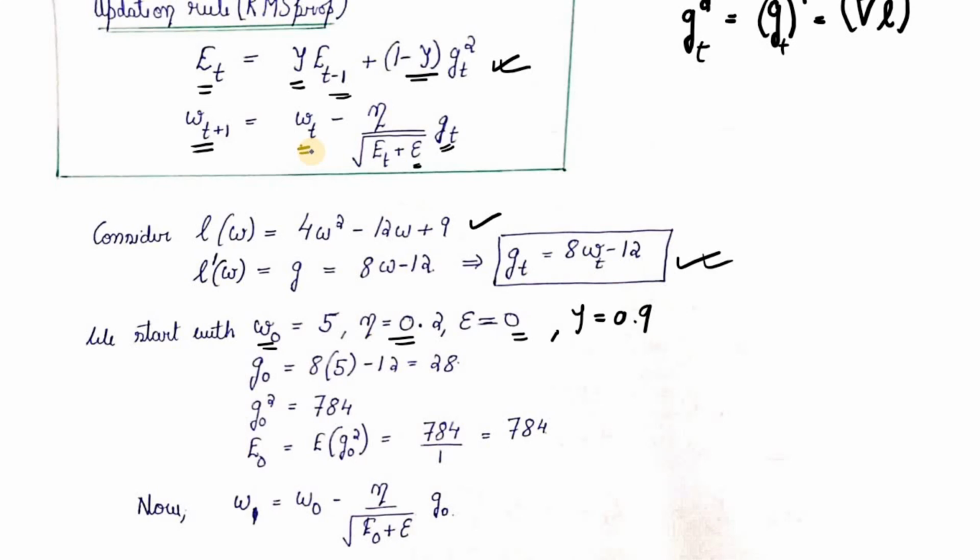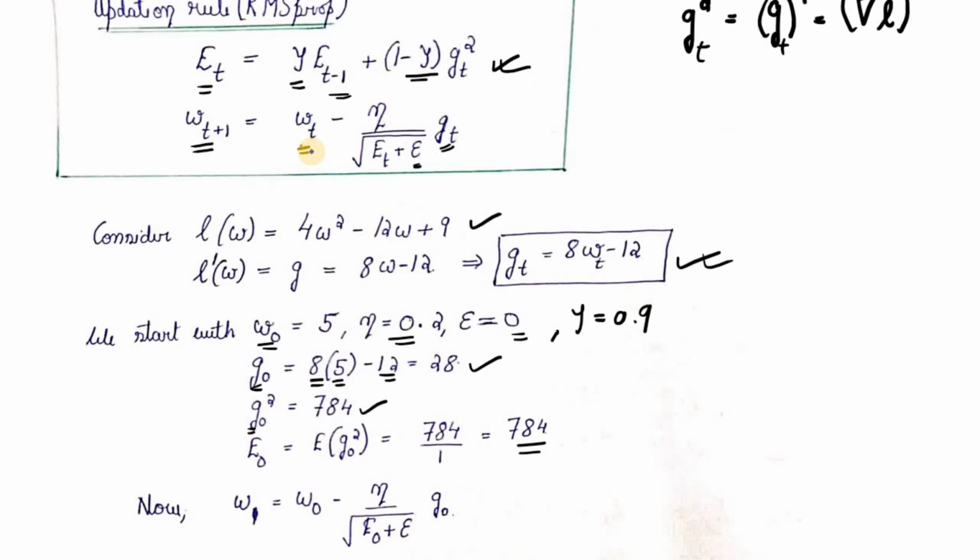If I go into the update rule, the first thing we need is to find out gt. We will calculate g0, which is 8 times w0 minus 12. So 8 times 5 minus 12, which is 28. Now g0 square is exactly needed if we have to calculate Et, and we get 784. Now E0 is the running average of g0 square. The running average will mean that we have just one term, 784, so E0 is going to be 784.